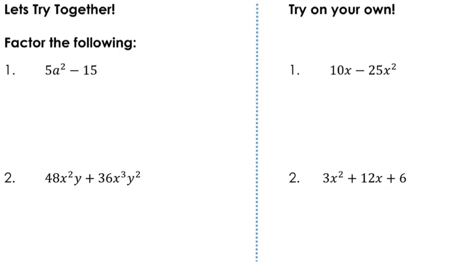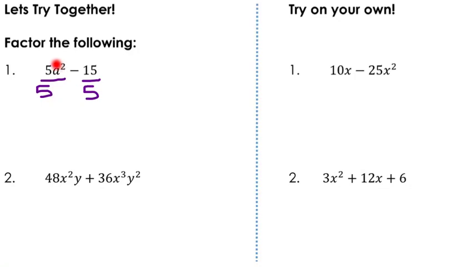For question number 1, we have 5a squared minus 15. Now when we're factoring, we're looking at what the terms have in common to see what we can pull out. To start, we always look at our coefficient. So my coefficient on the first term is a 5, and my coefficient on the second term is a negative 15. The biggest number that goes into 5 and negative 15 is 5, so I know I can divide out a 5 from both of these terms.